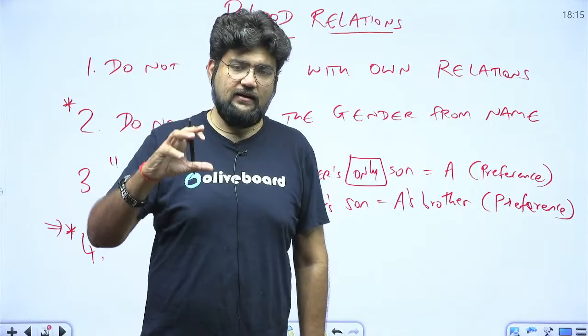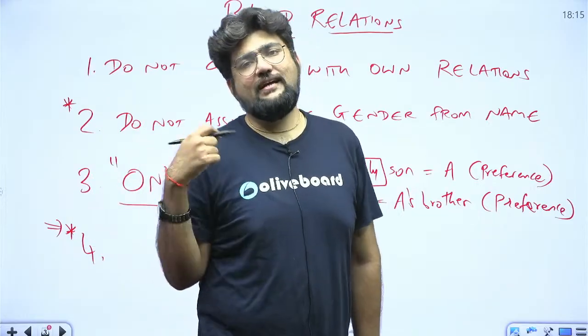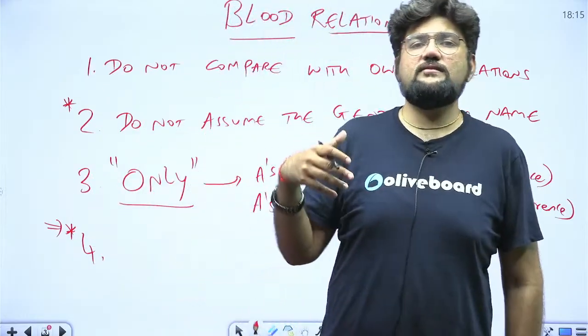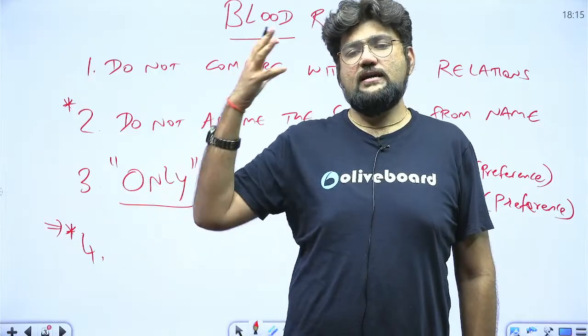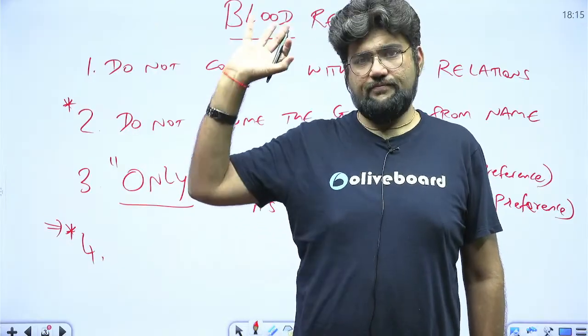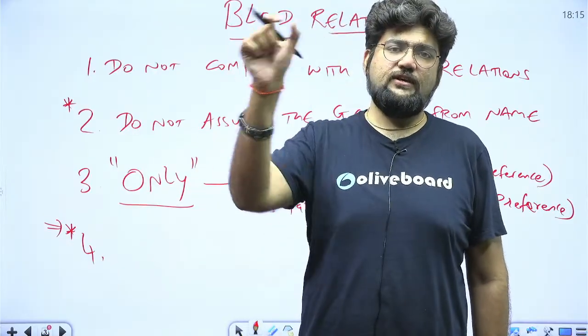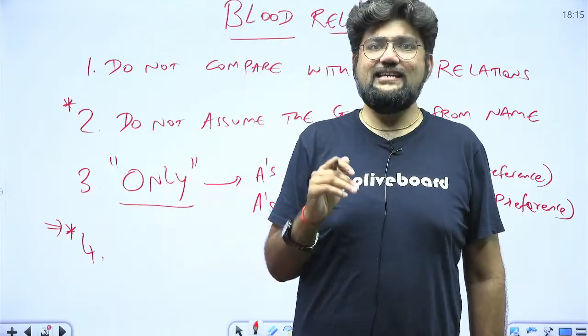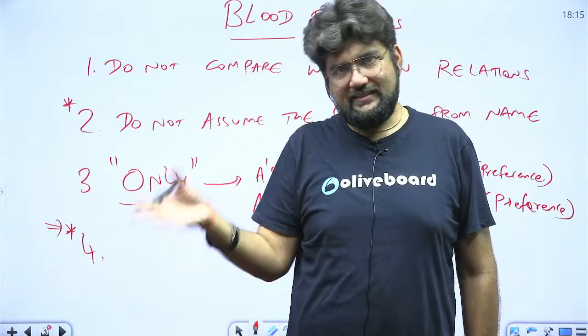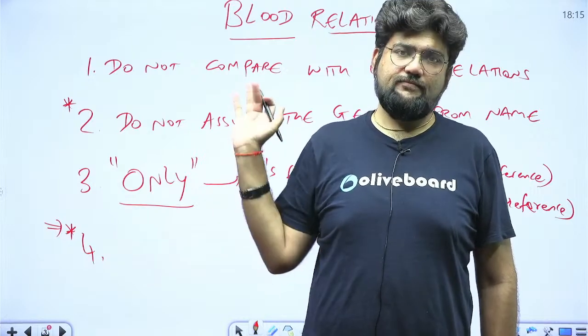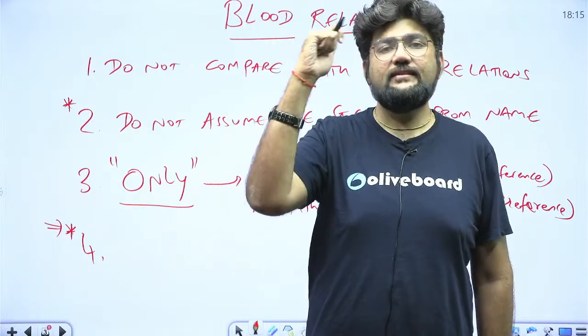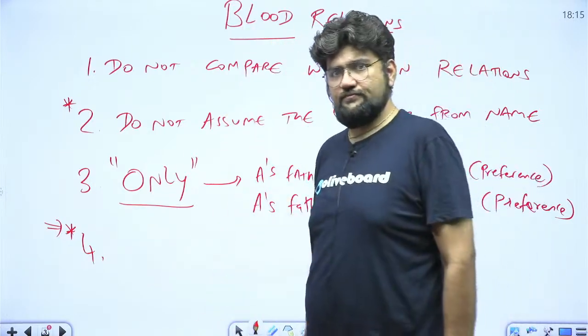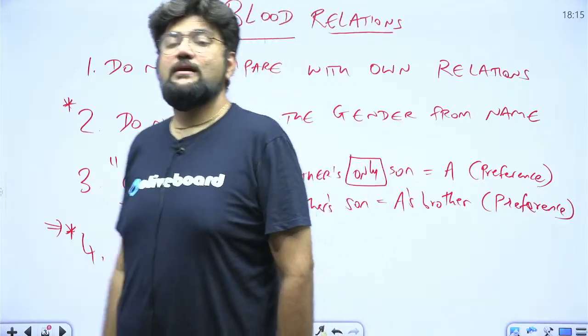The question specified, for example, the question will say that A is a widow. A is a widow of B. That's how they start the question. A is the widow of B. A's son C and his wife D have a daughter E. How many male members are there in the family? That's the question.